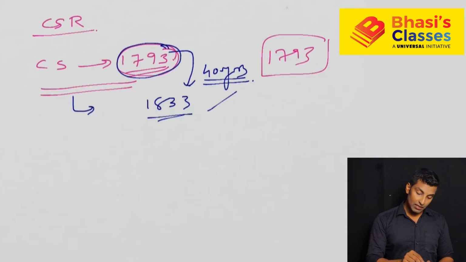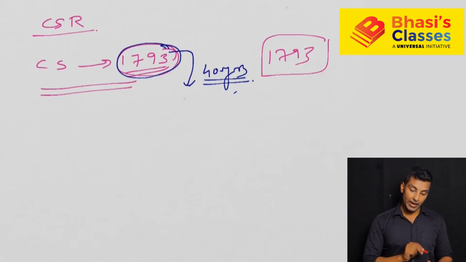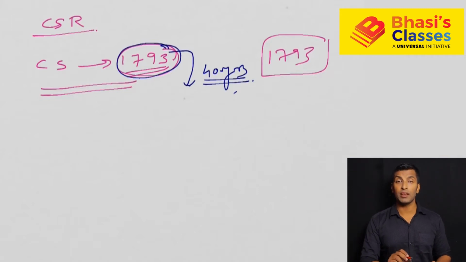But the point here is civil services were introduced in 1793. There was a question also from this in 2012 prelims, the father of civil services. So the father of civil service is Lord Cornwallis. He introduced civil services.